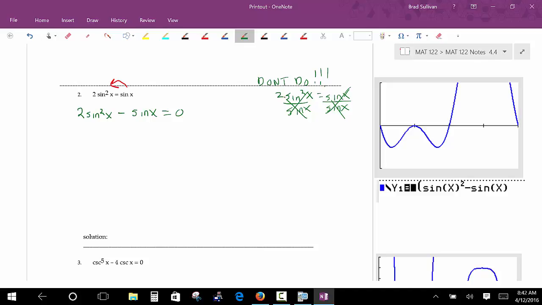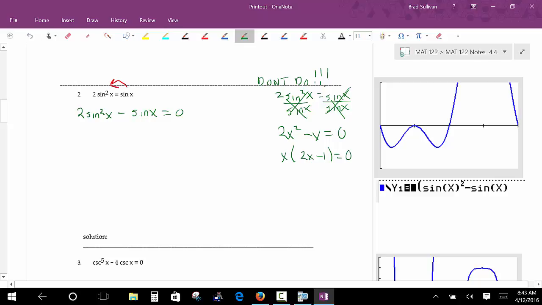So how would you factor that expression? Yeah, it has a sine, it has a common factor, right? Conceptually, this is no different than having something like 2x squared minus x equals 0. If you were to solve this in a college algebra class, you would take an x out, and then you would solve it from there. You do the same thing here.